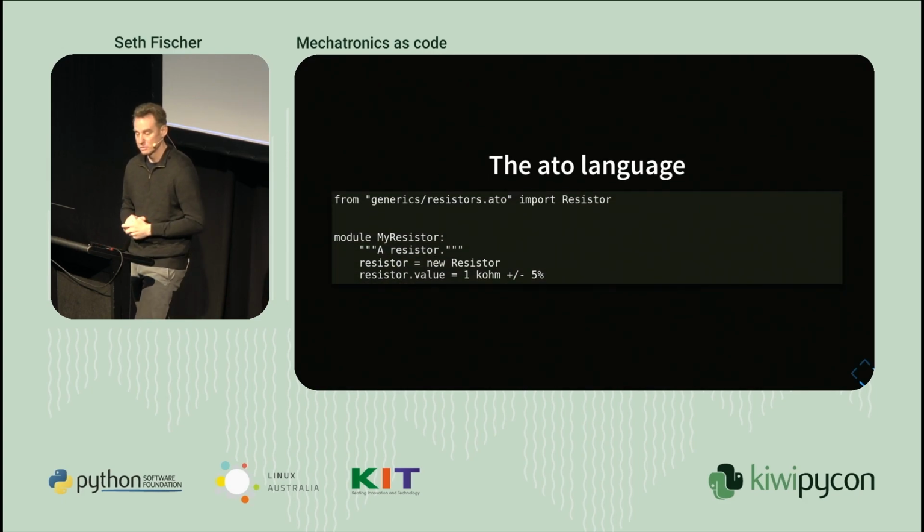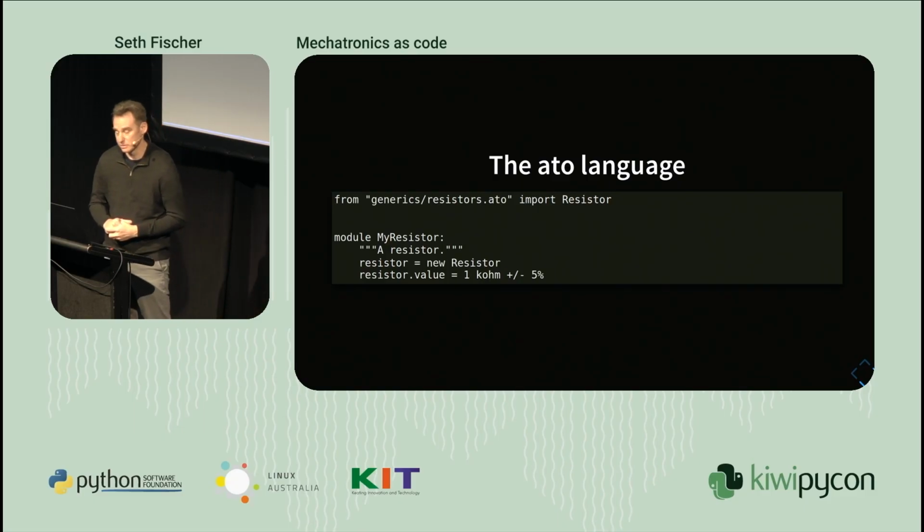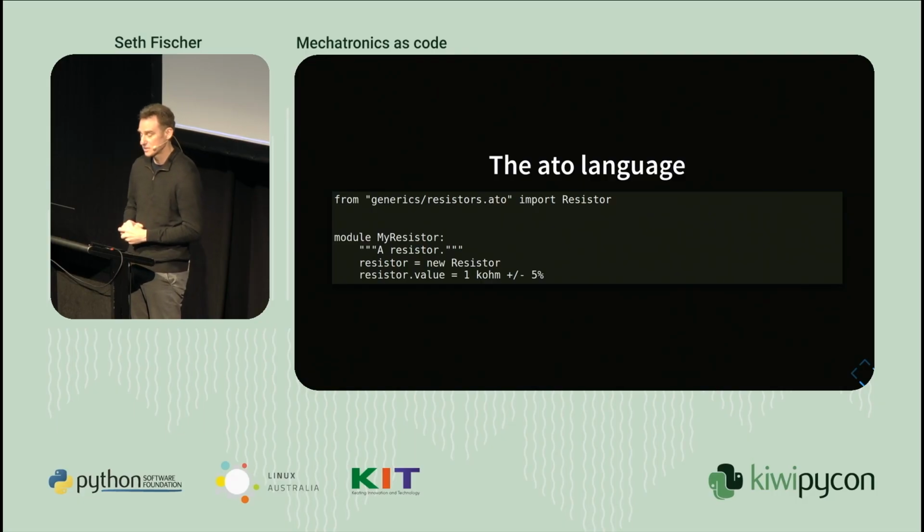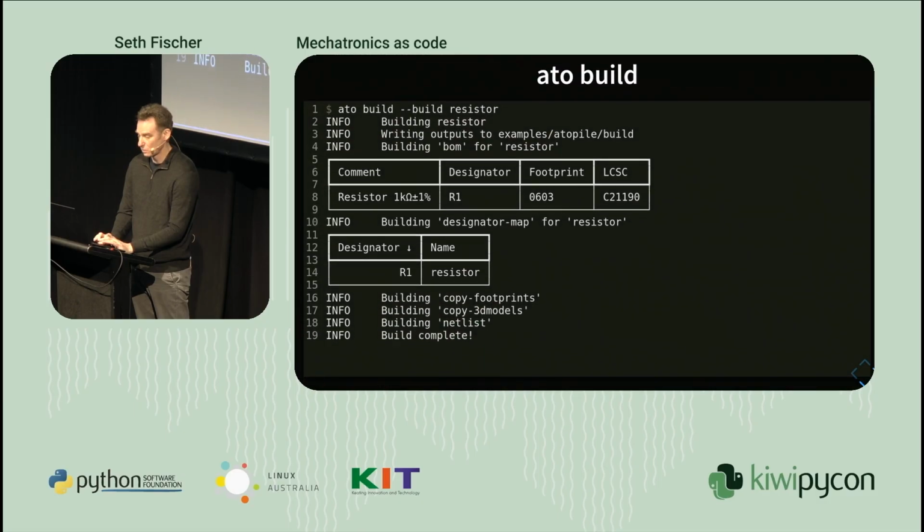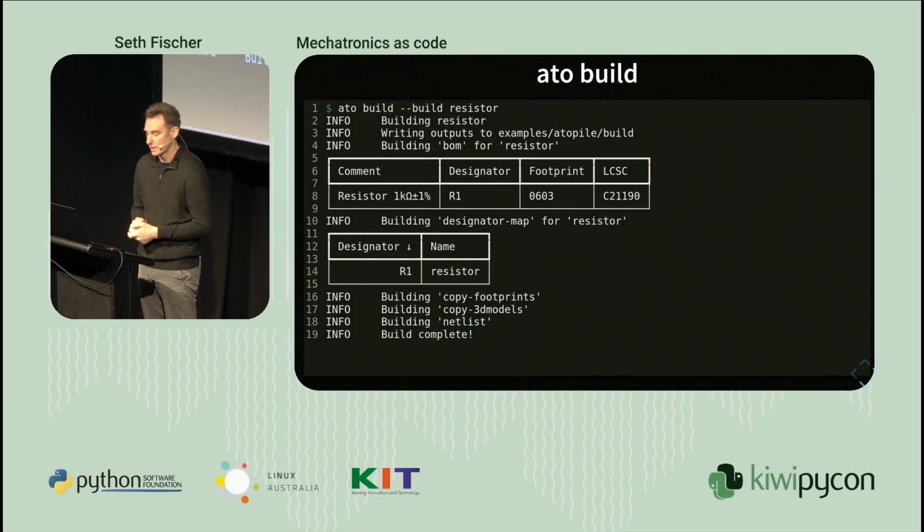So here's an example, a cut down example of some Ato code. In this example, we are creating a resistor with a value of 1 kilo ohm and a tolerance of 5%. In Ato, just like all real components, values must have a tolerance. That's enforced in the language. Now, once we've written our code, defining our circuit, this is not a real circuit, it's just one component. We build our Ato project.